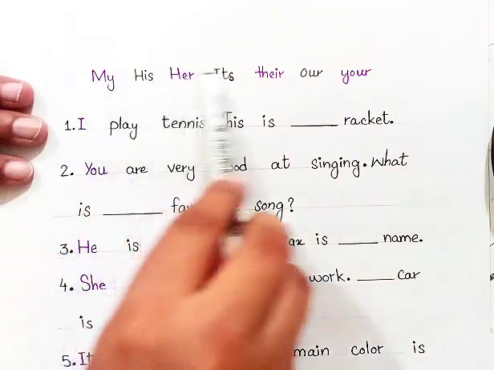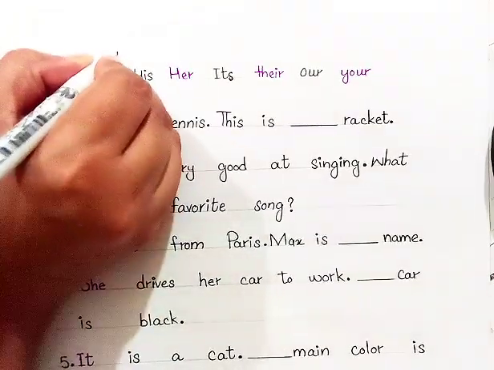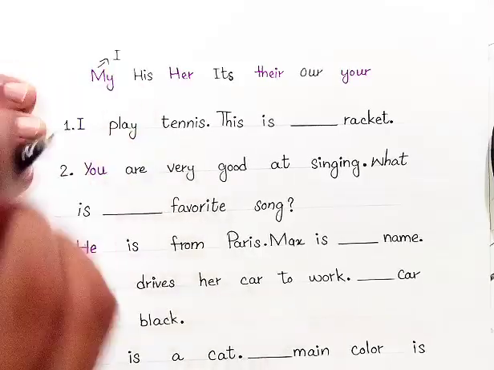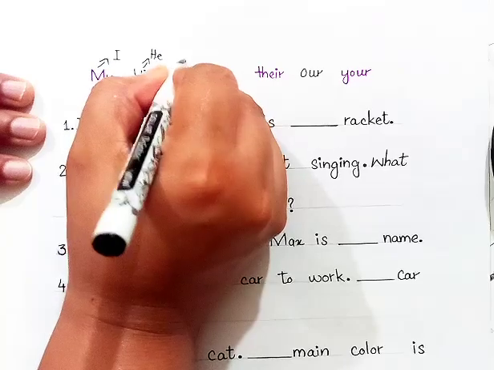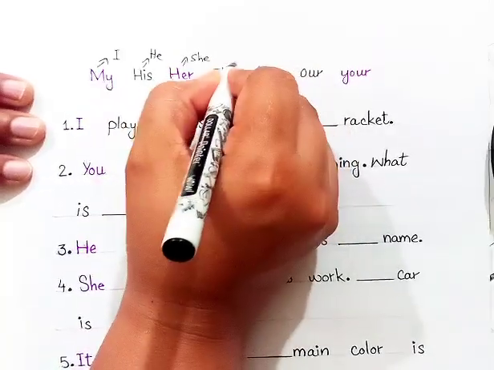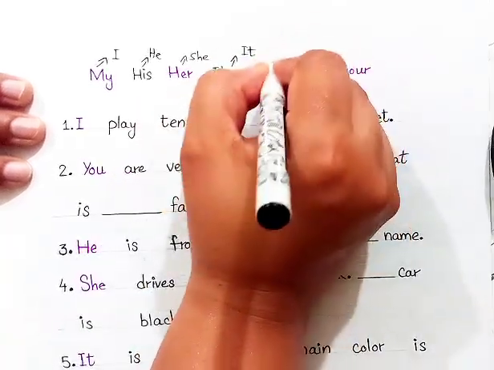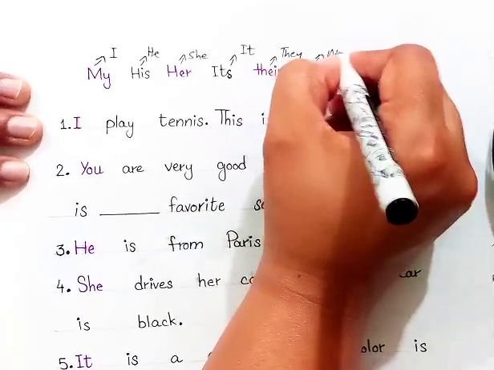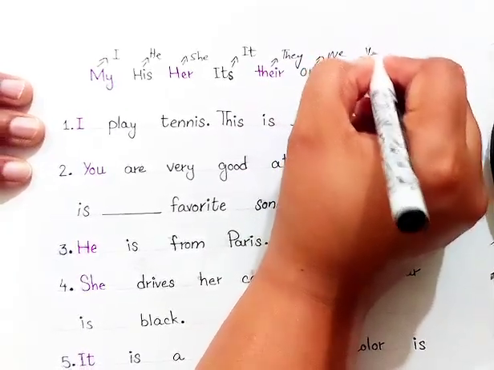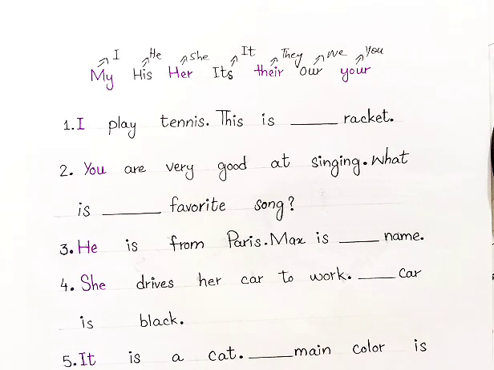Now we have possessive adjectives here. My is used for I, his is used for he, her is used for she, its is used for it, their is used for they, our is used for we, and your is used for you. Alright, we have a few examples according to this.